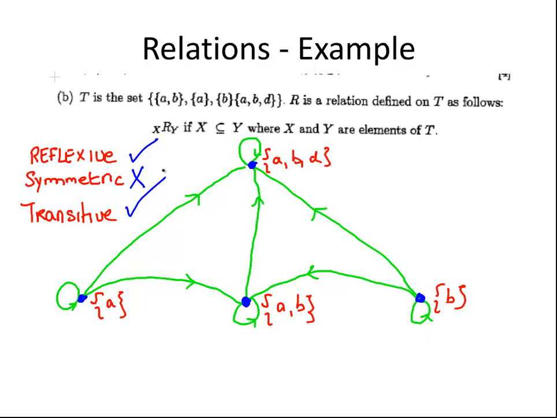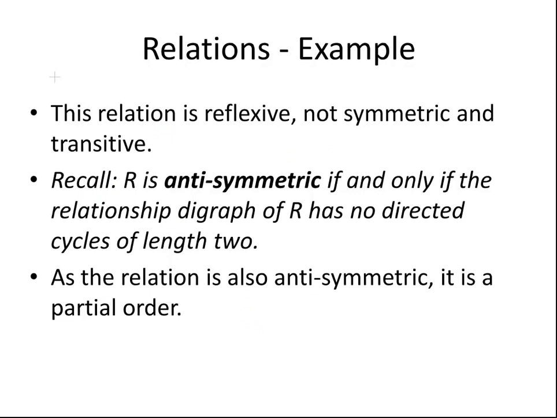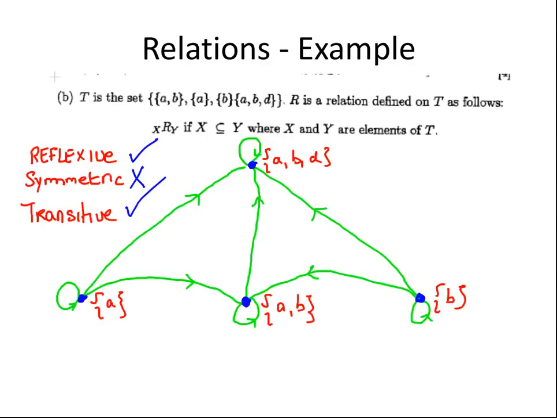Now, we are asked to find out one more thing. Is it a partial order? Okay, so the relationship is reflexive, not symmetric, and transitive. Now, recall, a relationship R is antisymmetric if and only if the relationship digraph of R has no directed cycles of length 2. That's a quick way we can check. In this case, there are no directed cycles of length 2. A directed cycle has to begin and end at the same node.